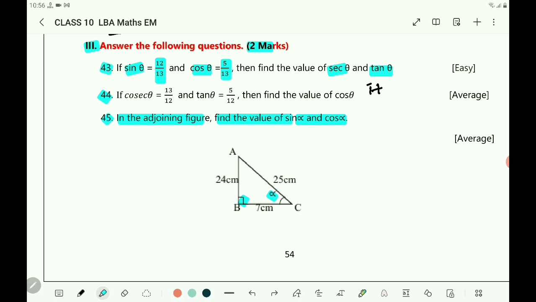So you write, in the right angle triangle ABC, first we have to find out sin alpha. Sin alpha. Sin theta is equal to what? Opposite side by hypotenuse. Sin alpha is equal to what? Opposite side by hypotenuse.